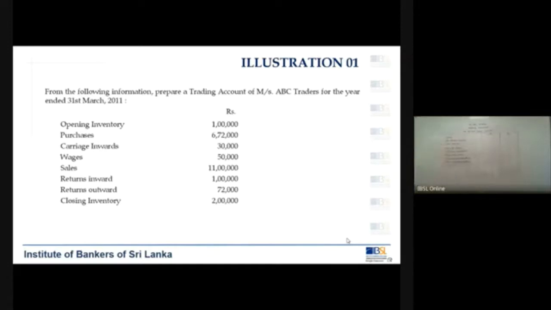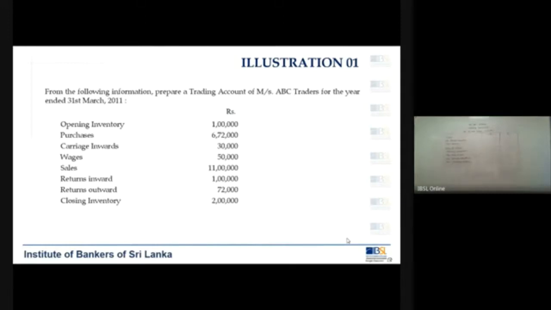Now this term wages, you have to be very clear, because what do you mean by salaries? Salaries are paid to your permanent employees who are on employment. But wages are not that. Wages are paid for workers who are on temporary basis and for a temporary assignment.